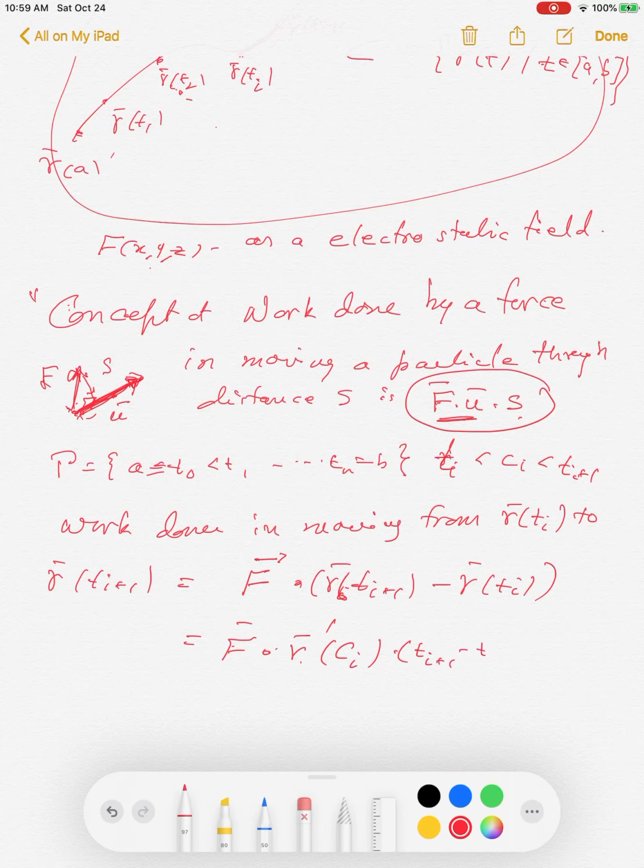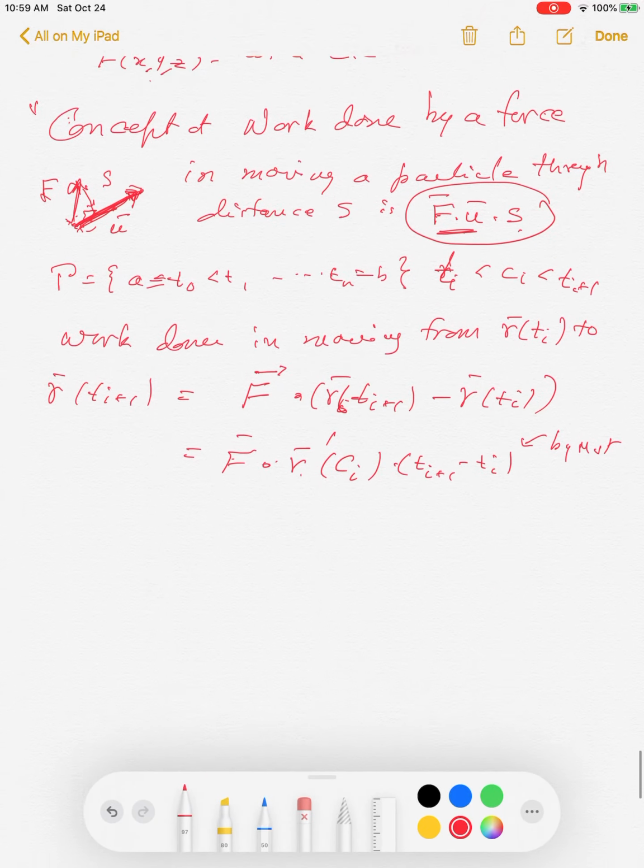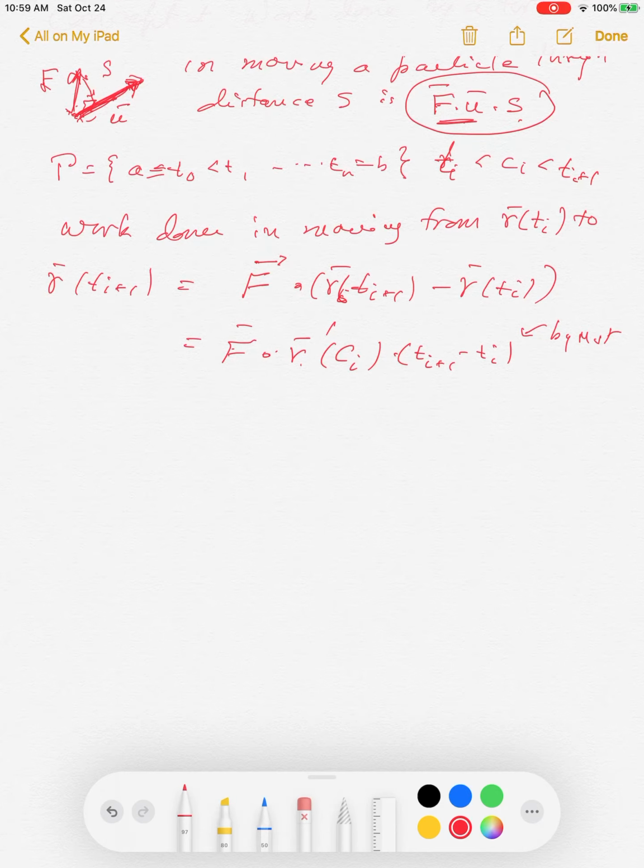So r_i prime at c_i times the width, which is t_(i+1) minus t_i, by the mean value theorem. And so the total work done by force in moving the points, that's what we should have. So therefore the total work done, this is the concept in physics which this concept of integral is going to capture.